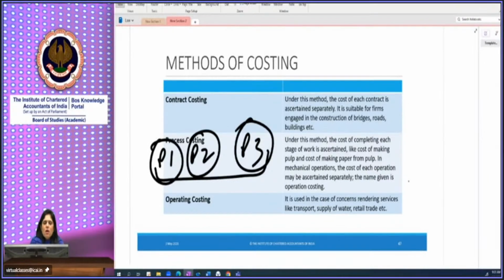All right. Operating costing is in the service industry, like the transport industry, hospital industry, and hospitality industry. So operating costing happens there. You will understand when you do transport, passenger kilometer, how many kilometers you have traveled, water, retail trade, operating hospitals, nursing facilities. So it comes under operating costing.